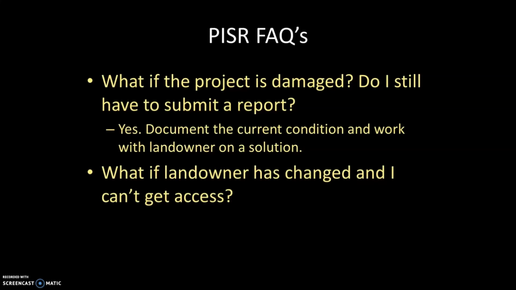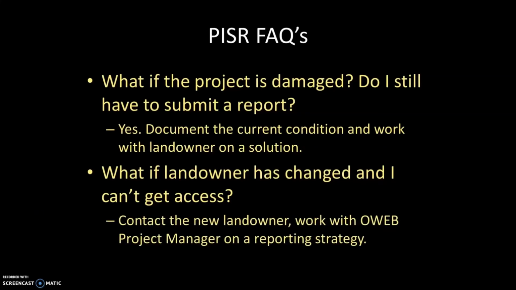What if the landowner has changed and you can't get access? You should contact the new landowner and work with your OWEB project manager on a reporting strategy. You need to do your due diligence on behalf of your organization. If the access still cannot be obtained, we'll figure out a reporting strategy that works for the project. Usually, you'll be asked to document carefully all of the contact attempts with the new landowner, so be sure to keep a record of any communication.